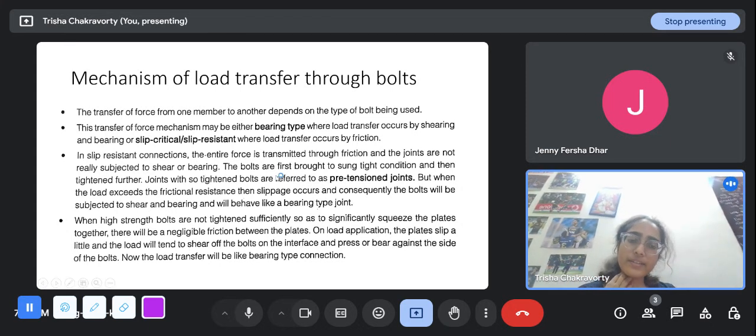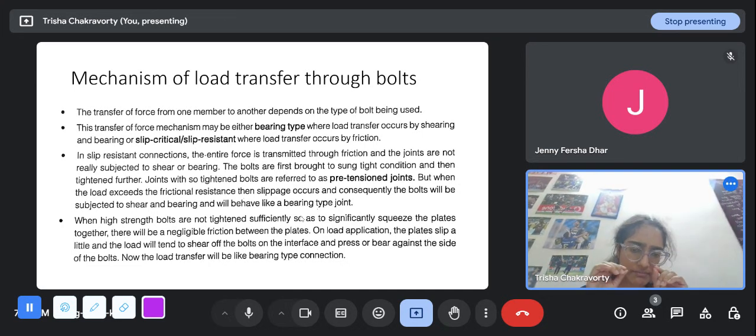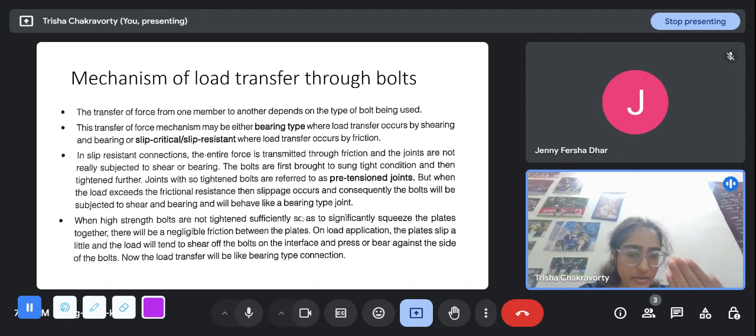So here, in slip critical bolts, the main idea is that we will tighten it so much that the friction between the plates will take the force that we want to apply on the plates. But suppose the friction resistance is exceeded. Suppose mu n is not able to resist the tension completely. There will be slippage, and once the slippage starts, the friction resistance reduces substantially, because the dynamic friction coefficient is much lesser than the static friction coefficient. Then the bolts will be subjected to load.